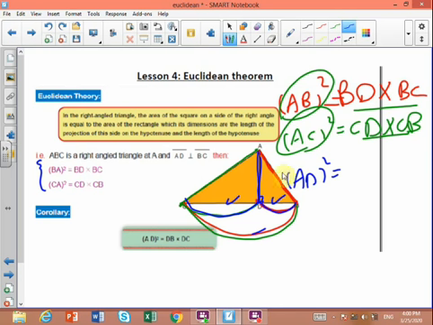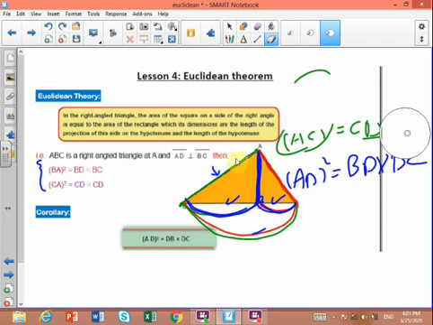So the two sides of the right angle can come by multiplying the length of this small part times the length of the hypotenuse, or the other side, which is AC, the length of the small part from this side times the length of the hypotenuse. If you want the length of the perpendicular line, it is BD times DC. Okay? Okay, these are the three rules of Euclidean.